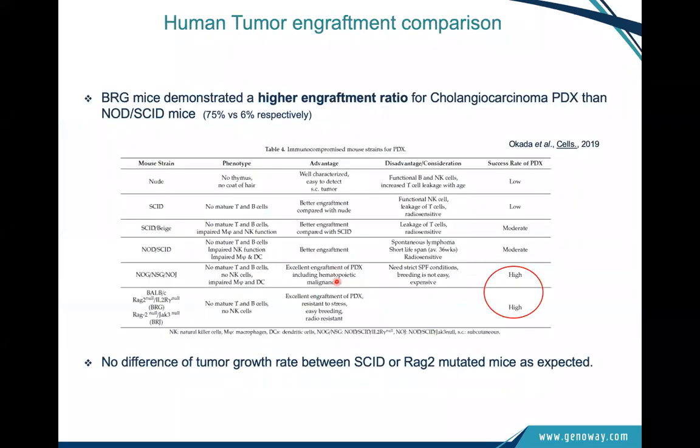So this is just a paper published by a Japanese group last year. In this paper, they wanted to compare the BRG background. The BRG background is a parental background which has been modified to add SIRP-alpha and FLT3.